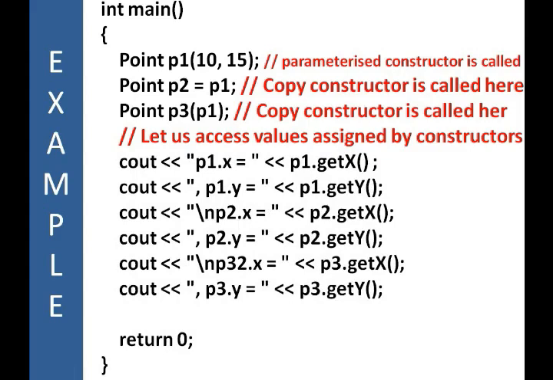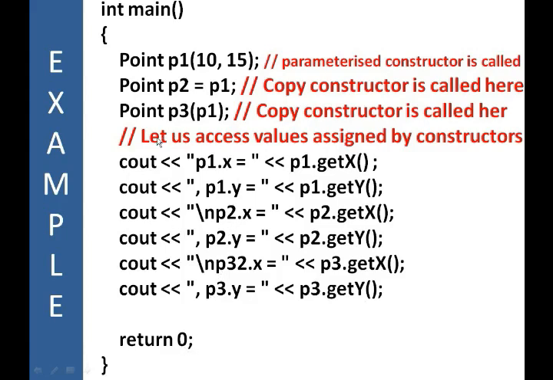To access the values of these objects, we can write statements like this: cout p1.x. p1.x can be printed by using p1.getx. So the getx function returns the x value of p1 and that will be printed. Similarly, getY returns the y value of p1 and that is printed on the screen. Similarly, p2.getx gets the value of p2. p2.getY gives the y value of p2, and p3.getx gets the x value of p3. p3.getY gives the y value of p3.